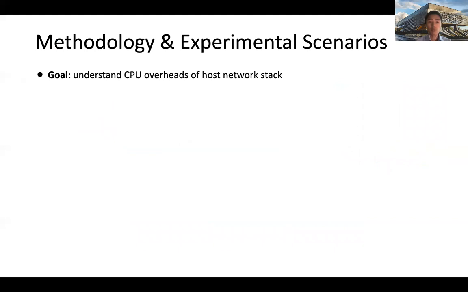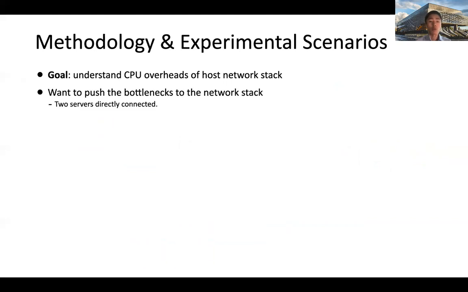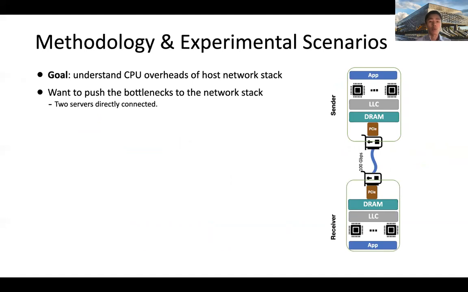Before diving deeper into our results, let's briefly summarize our experimental setup and methodology. Our goal is to understand CPU overheads of the Linux kernel network stack. To ensure that our setup indeed pushed the performance bottleneck to the host network stack, we use 2 servers connected directly over a 100 gigabit link. We are interested in understanding throughput, CPU utilization, and CPU utilization breakdown. We also measure low-level system metrics like cache miss rate to provide insights on our evaluation results.